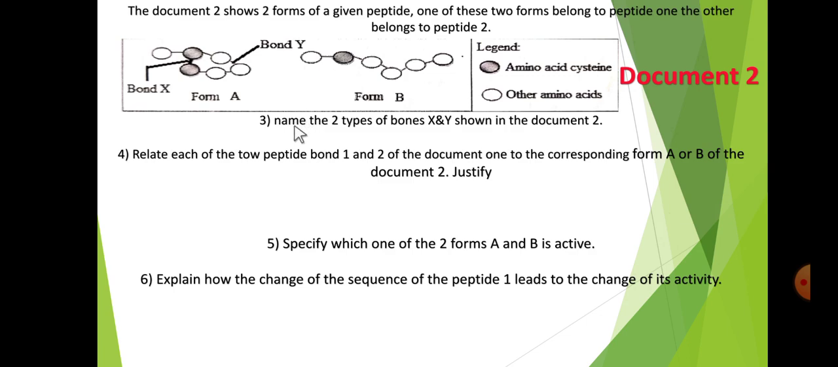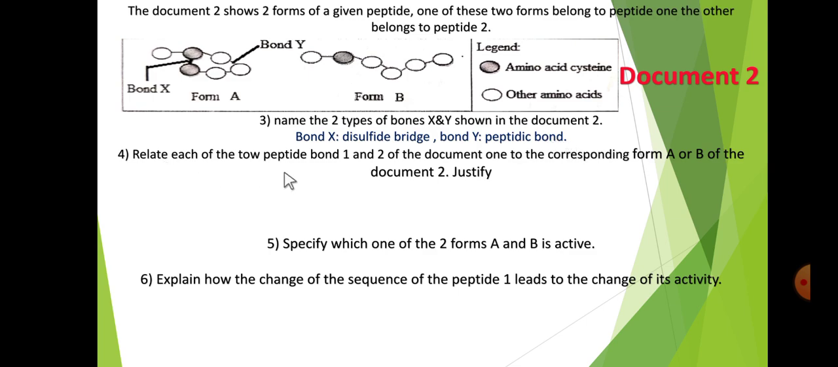The first question: name the two types of bond, X and Y, shown in document 2. The bond between two cysteines, if you remember, is called the disulfide bridge, while the bond between two amino acids is the peptide bond. So bond X is the disulfide bridge. Bond Y is called the peptide bond.